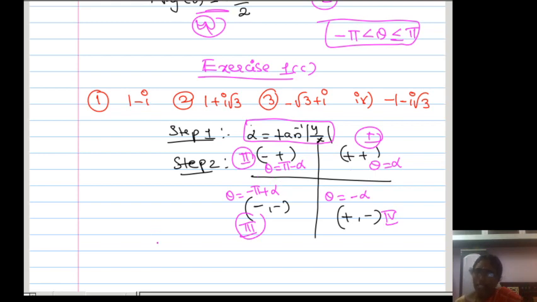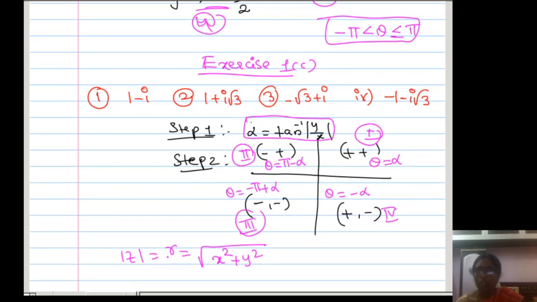Okay. Next, how to find the r value? r is equal to what? Under root x square plus y square, in any quadrant, either first, second, third, or fourth. In any quadrant the complex number lies, the direct generalized form for r is mod z. Mod z is equal to r, under root x square plus y square. So by using these formulas, we have to do the problem.